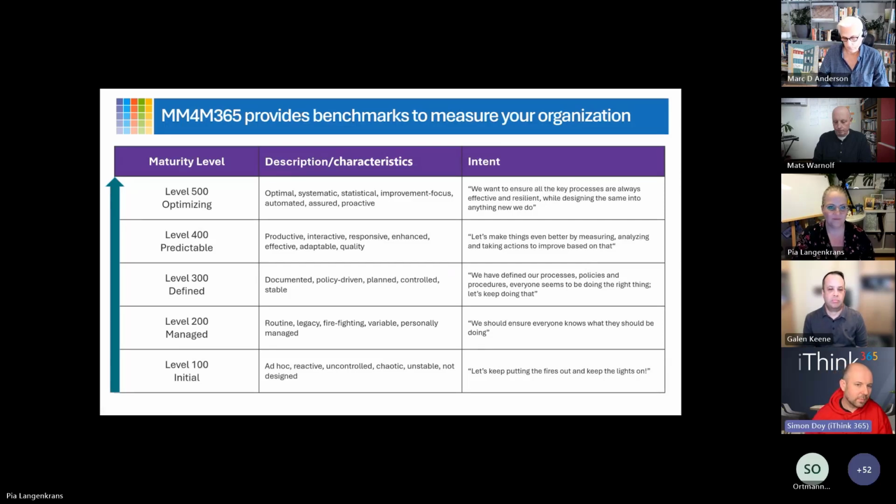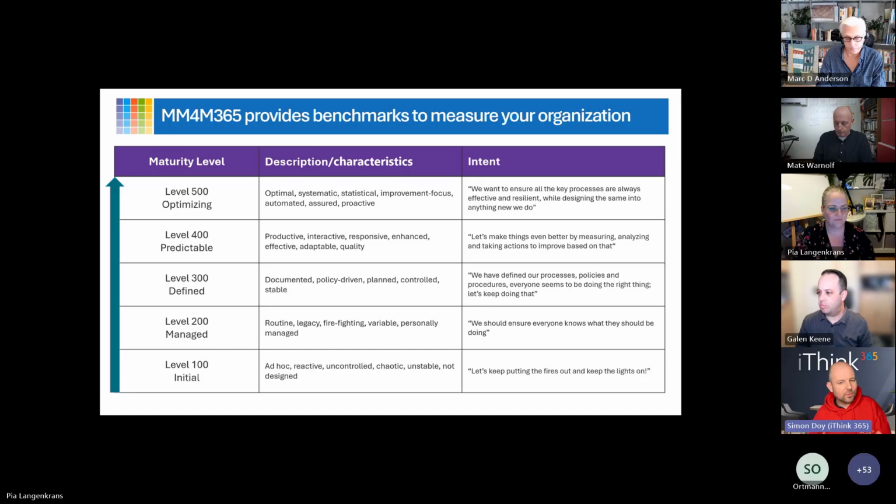To help understand how we can move our maturity, we use a set of levels from 100 to 500, where 100 is that initial default state that organizations might be in if they've just switched something on. We've got the intent on the right-hand side, which helps show where we are. Level 100 is where we're just reacting to things. We just need to keep things going. We're spending all our time putting the fires out.